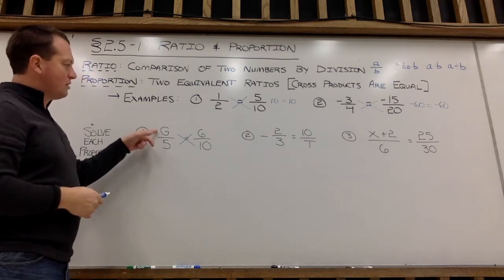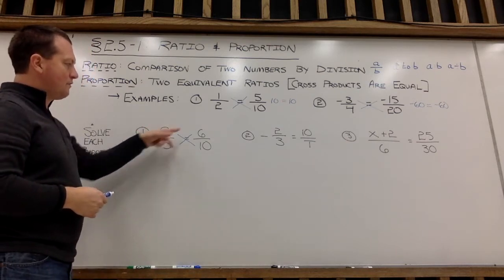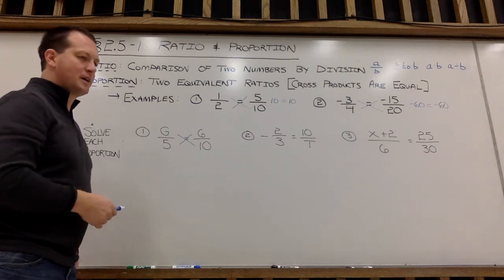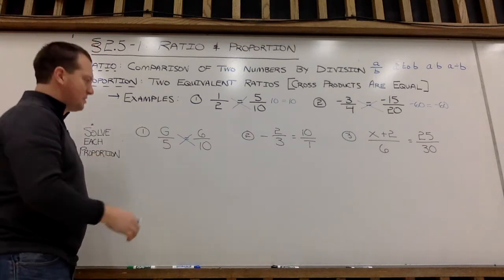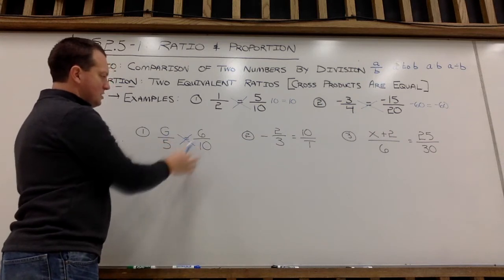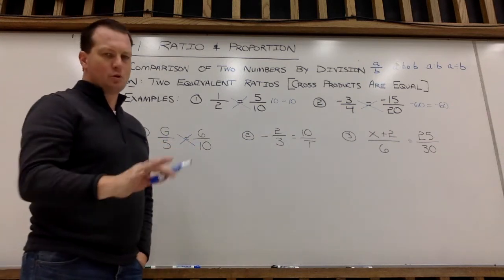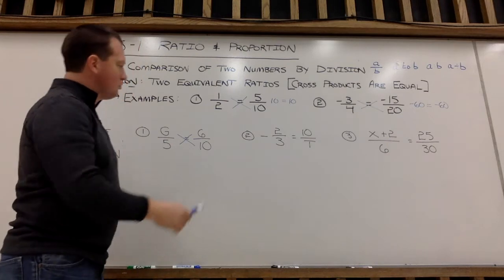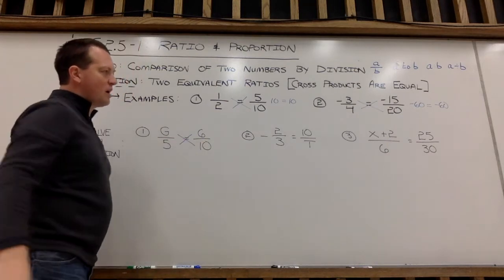So what I'm trying to do is find what value over 5 is equivalent to 6/10. If anybody in the past has said, 5 times 2 is 10, so 3 times 2 is 6, don't do that. You were informed incorrectly. You always want to use diagonal cross products.